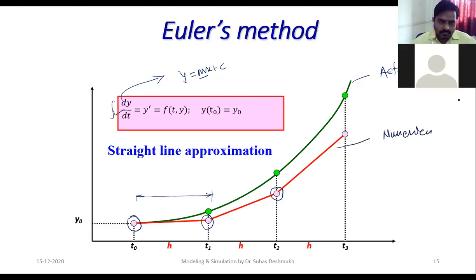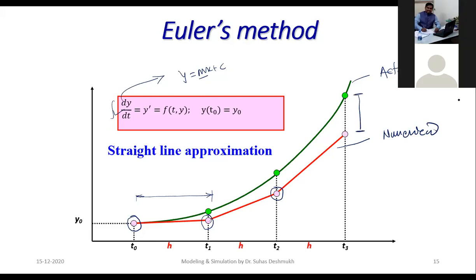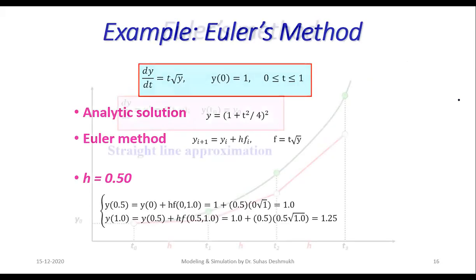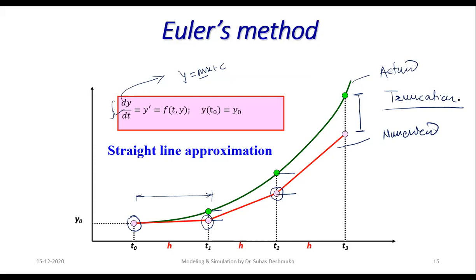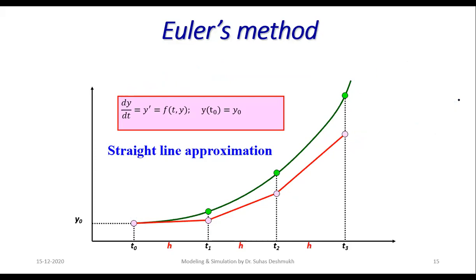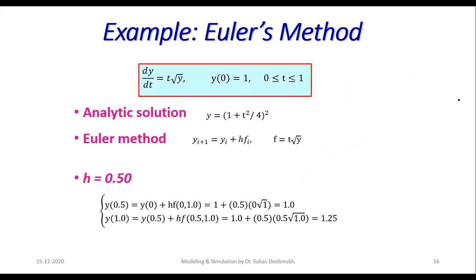truncation error. So if you want to reduce this truncation error, there is one option. You can go for a smaller step size. So you start with a smaller error and increase the error with a very small step. And you can't avoid that 100%. We'll now see the step.